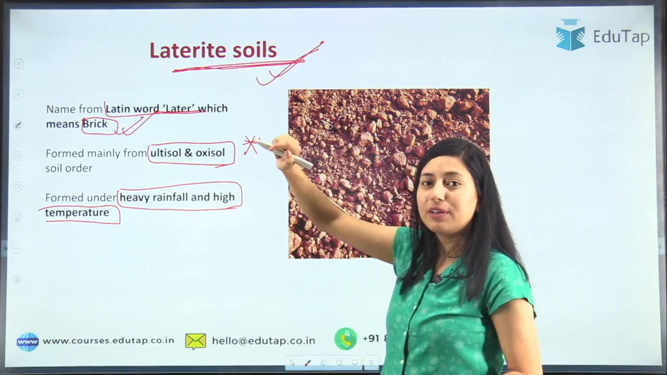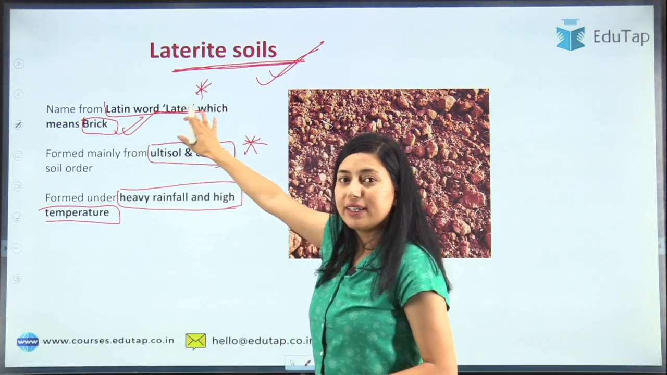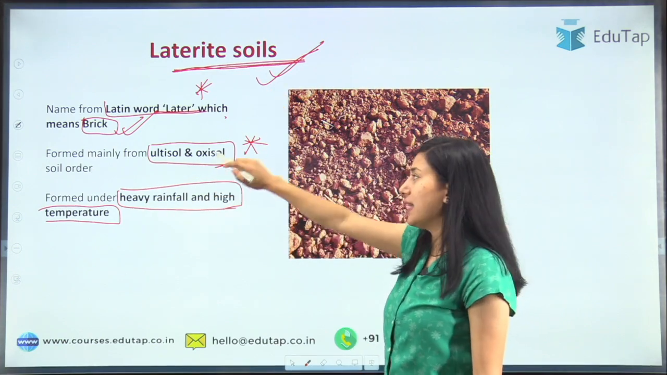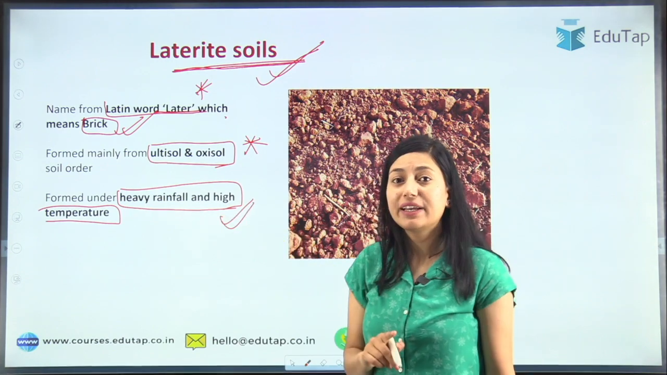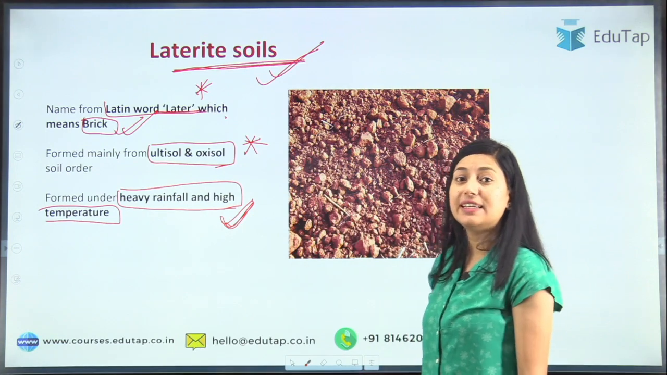Now, what you have to remember under laterite soil is that it is derived from a Latin word "later," which means brick. Then the soil orders from which they are formed, that is Ultisol and Oxisol. And also the condition, that is high rainfall and high temperature. This is the condition for the formation of laterite soil.